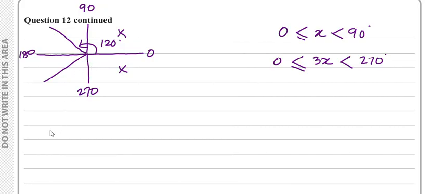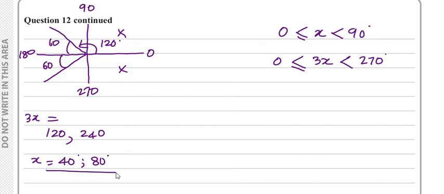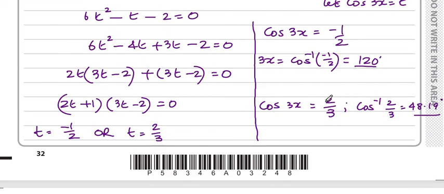So first angle is 120. Second angle is, if this is 120, this is 60. Okay? And this is 60. Therefore, 180 plus 60 is 240. Okay? So 3x can be equal to this, leading to x is equal to 120 divided by 3, 40 degrees. And 240 divided by 3 is equal to 80 degrees. So park it there. Let's come back to the second value of cos 3x.